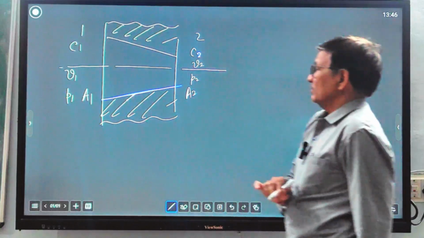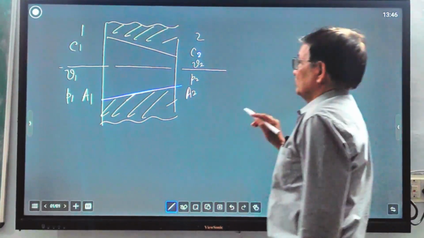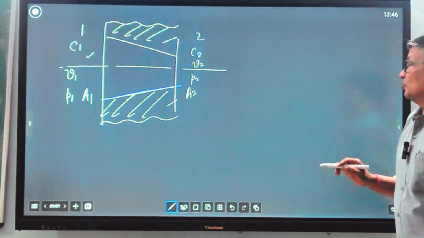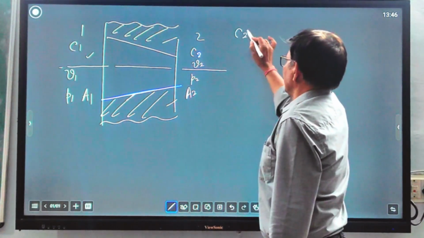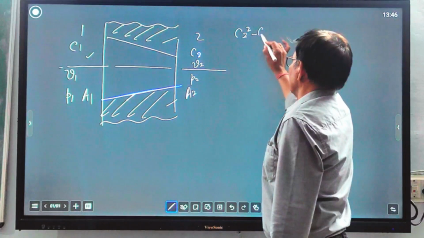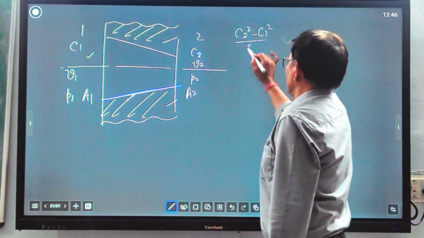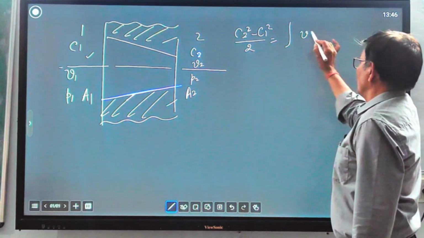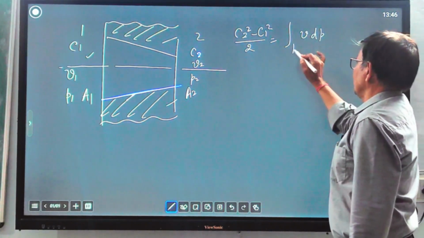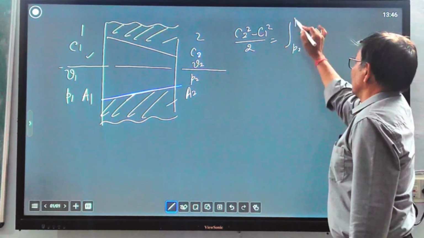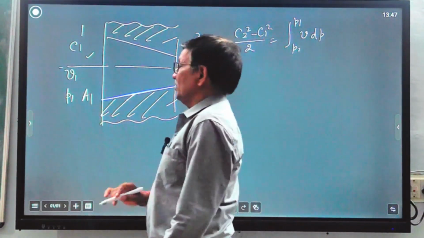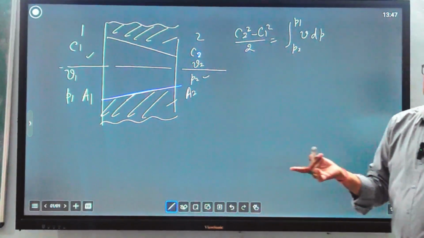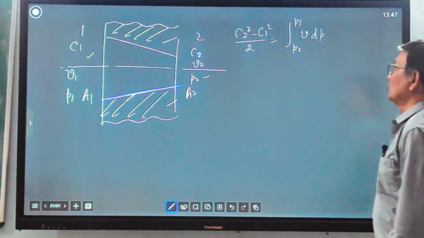For this condition we have to write the equation, and we will use the momentum equation. The gain in kinetic energy, (C2 squared minus C1 squared) by 2, equals the integration of V dP, with limits P2 to P1. The limits are P2 and P1 because the initial pressure is P1 and P2 is less than P1, so we have taken the limits P2 to P1.